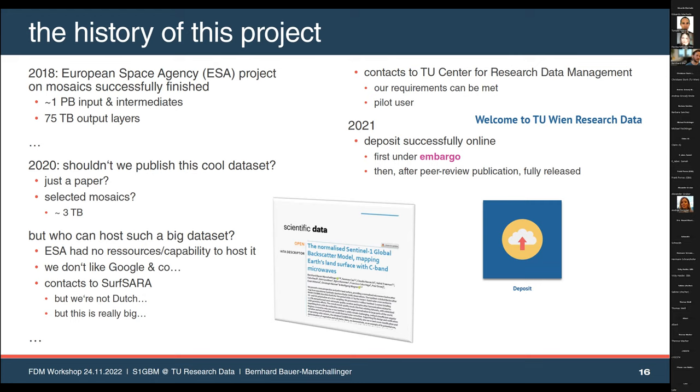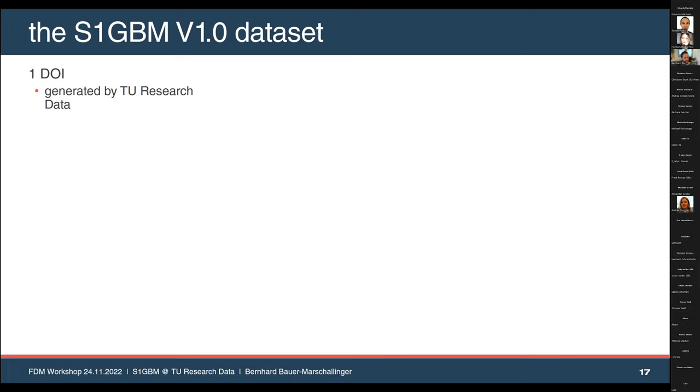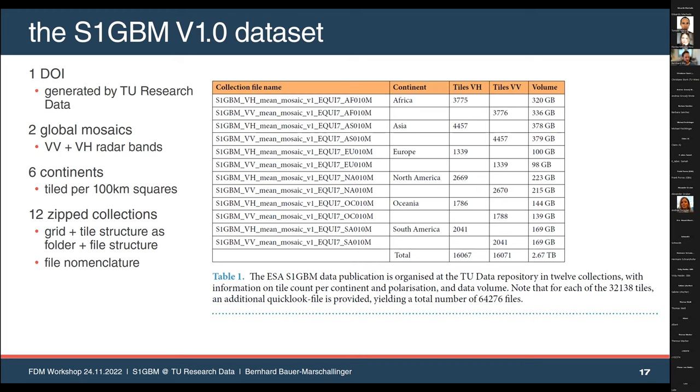Some facts about this dataset. We have one DOI, one digital object identifier, that was generated by the research data repository. We have two global mosaics, for the two bands. We split it up into 6 continents and 100 kilometer tiles on the continents. Then we grouped this into 12 zipped collections. And so we could keep our grid and tile structure as folder and file structure. And we could keep also the file nomenclature we had initially. This ended up in individual files of over 30,000 GeoTIFF files with a 10 meter pixel size and the geo metadata.